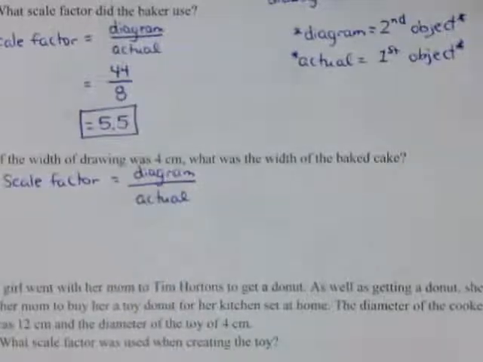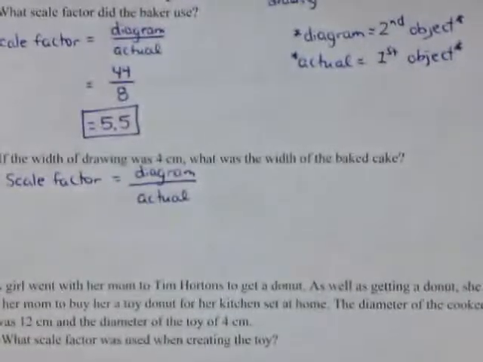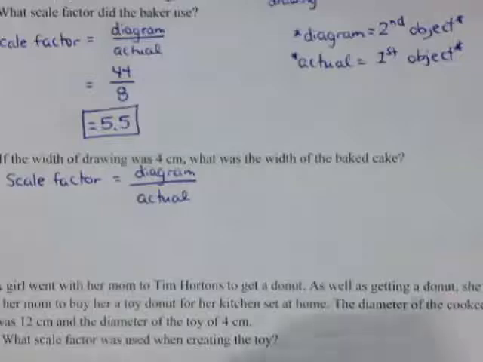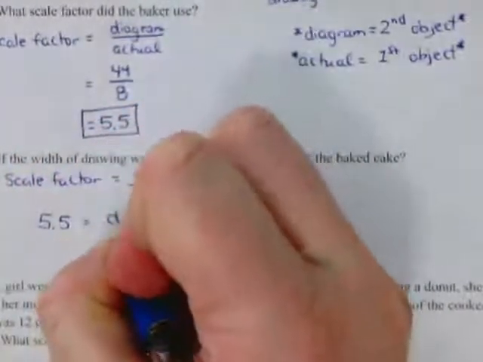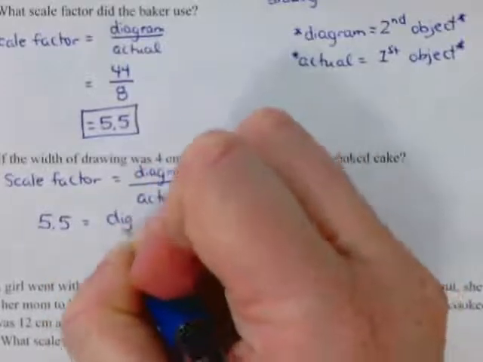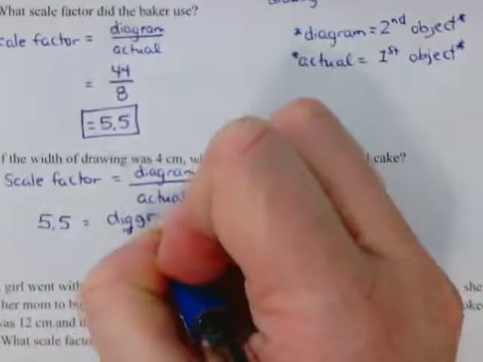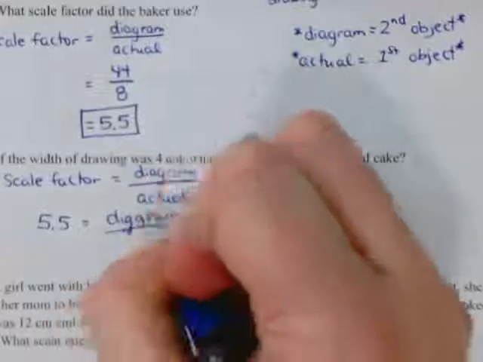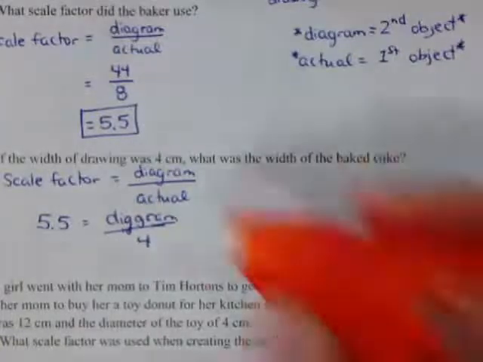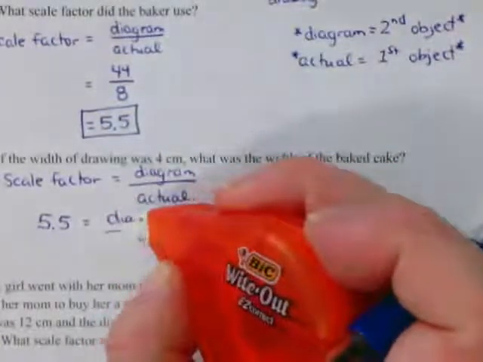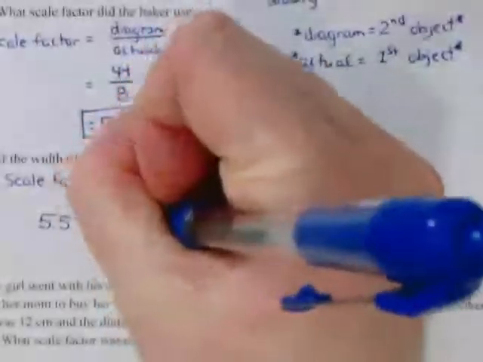It was the drawing that came first. So with 4 centimeters in scale factor, we determined that 5.5 equals your diagram, because we don't know that one yet, divided by 4. Okay, so this comes back into the same sort of idea as if your diagram was an X instead of a word. It doesn't really matter.